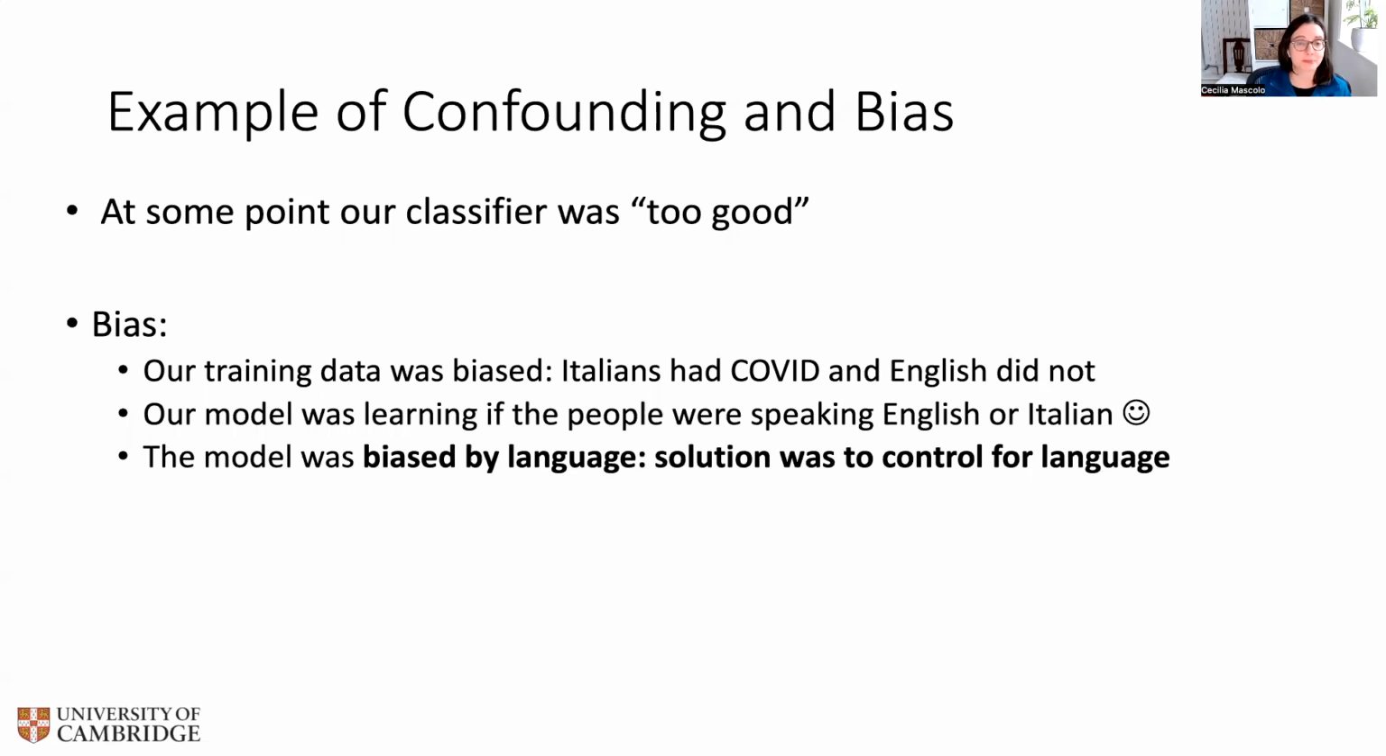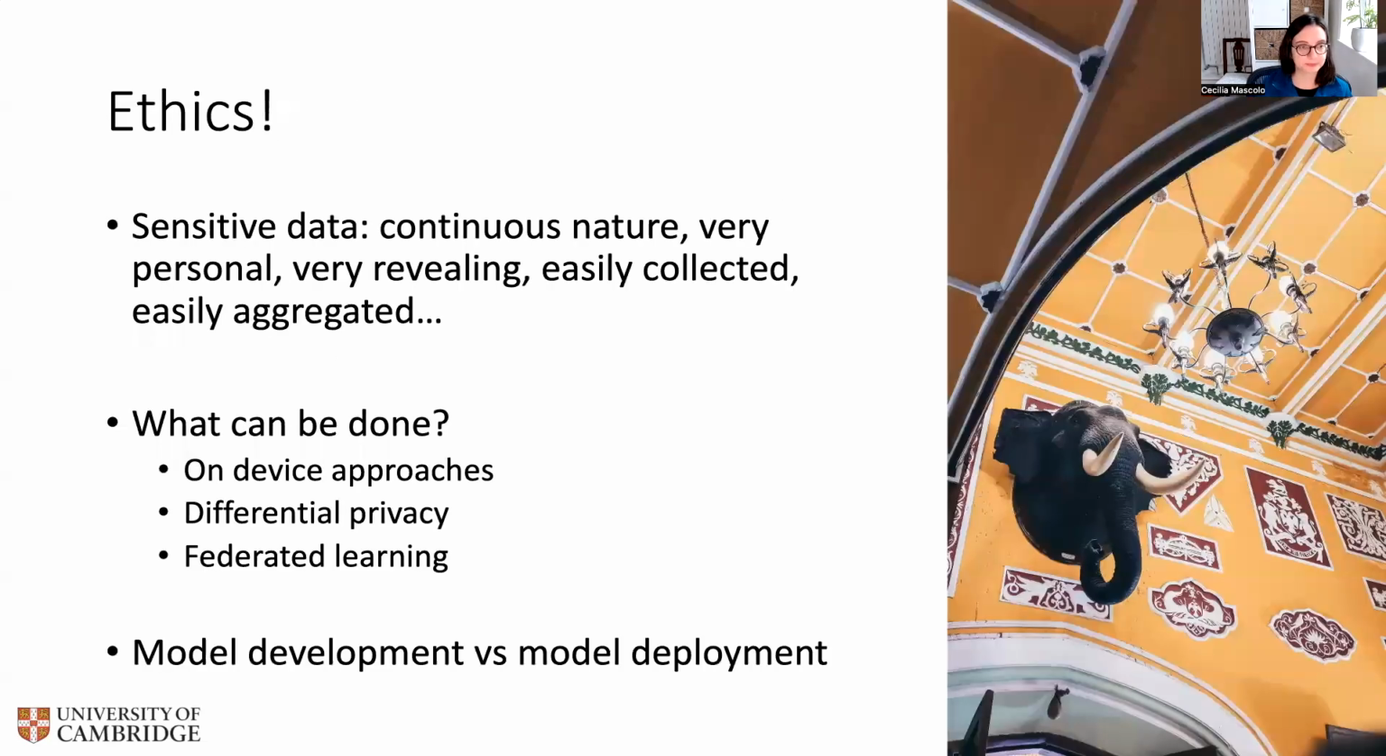However, at that point, our classifier was very good. It turned out that we had training data that had Italians who had COVID and English who did not. And so our model was learning that if people were speaking English or Italian, then they could be distinguished. And so the bias by language was a little problem. And the solution was to find an architecture that could control for that language problem.